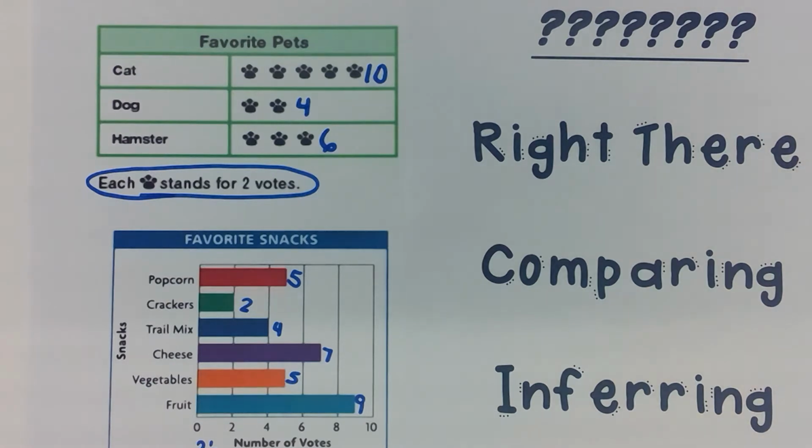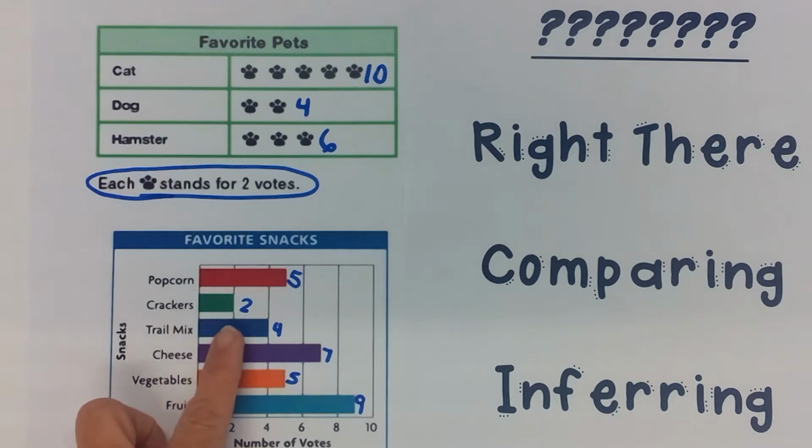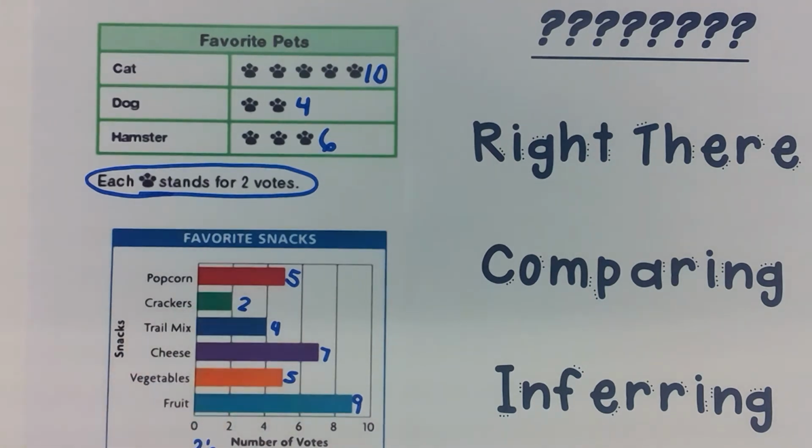So in our writing and solving problems, students can write, or we can provide students with, questions where the answer is right there. Like I said, dog: what is the number of students who chose dog as their favorite pet? The answer would be 4. How many students chose crackers? The answer would be 2.